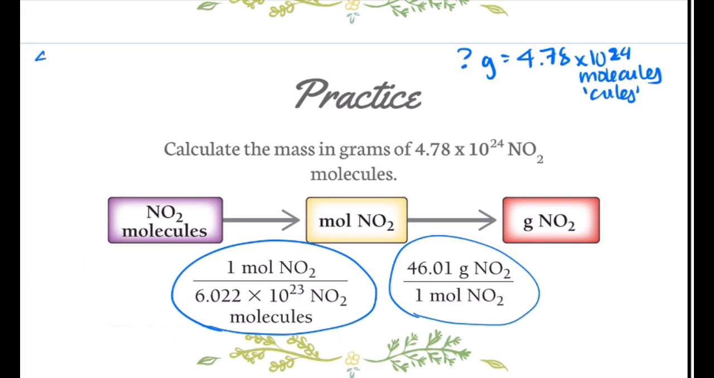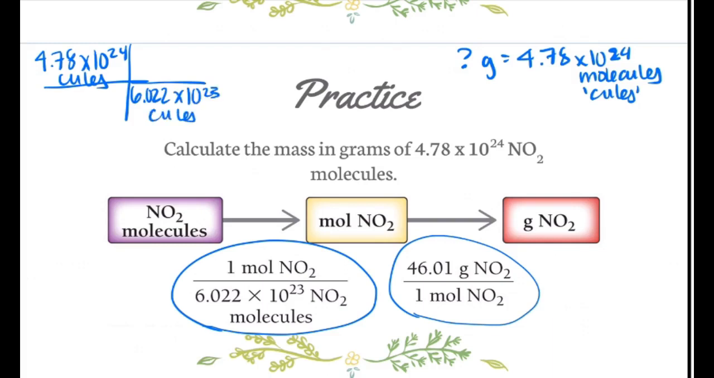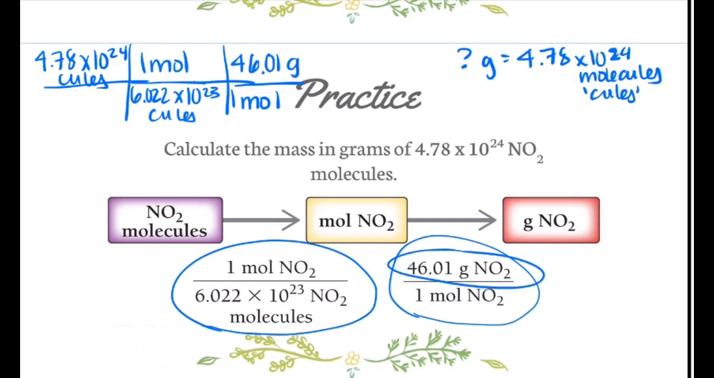We're going to start with our 4.78 times 10 to the 24 cules, molecules. We use Avogadro's number on the bottom here to cancel out our molecules. That's equal to 1 mole. If I want grams, then I'll use the molar mass. So 1 mole is 46.01 grams. Where do I get that number from, this 46.01?